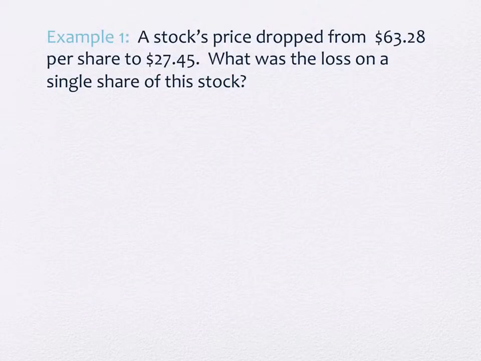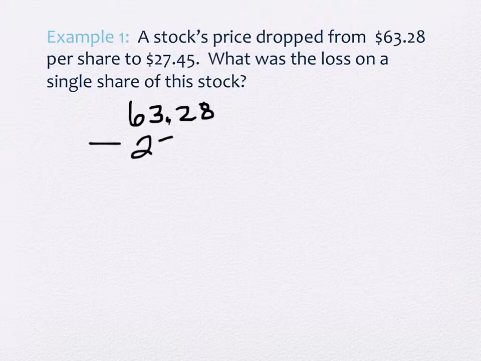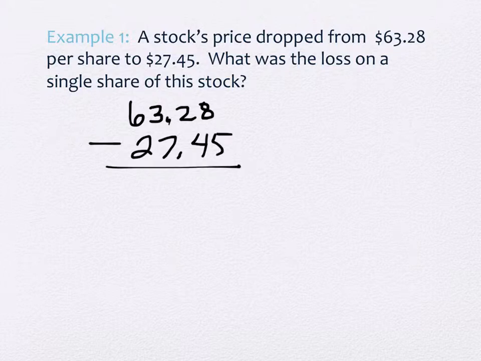All right, an example of a problem with addition and subtraction. A stock's price dropped from $68.28 per share to $27.45. What was the loss on a single share of stock? So this one's asking us to subtract 68 and 28 hundredths minus 27 and 45 hundredths. All right, so we're going to subtract on the right.